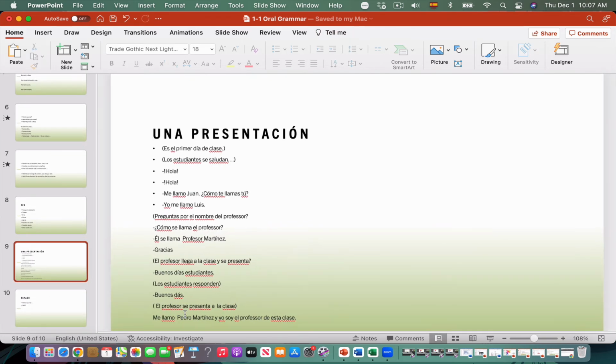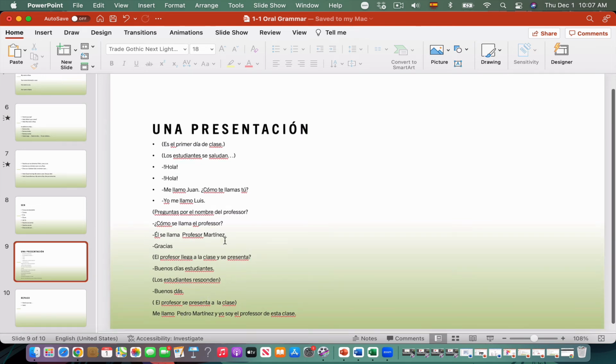Well, today is the first day of class, and the students, they get into the class and then they greet each other. So they say hello, well, they say hola, and the other student says hola. One student says, my name is Juan, me llamo Juan, and then he asks, what's your name? ¿Cómo te llamas? ¿Cómo te llamas tú? And the person responds, yo me llamo Luis, my name is Luis.